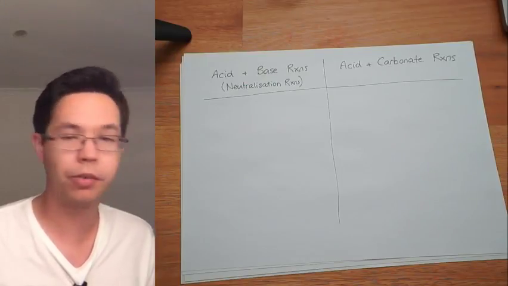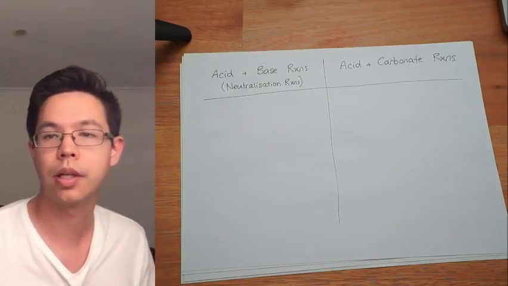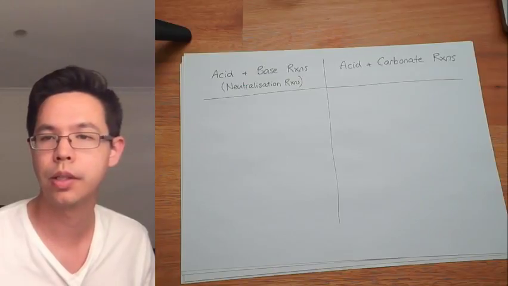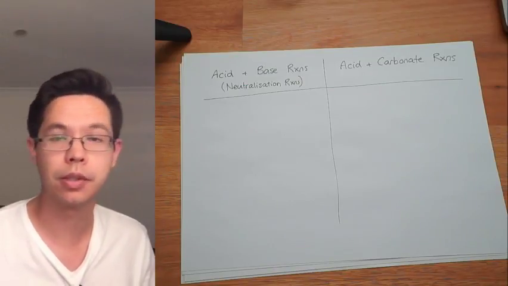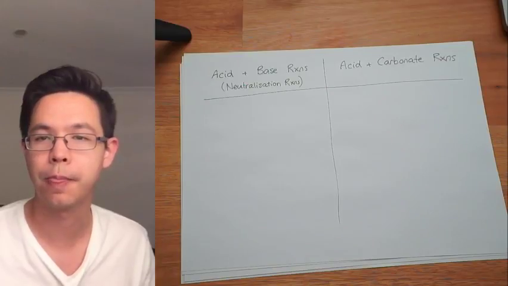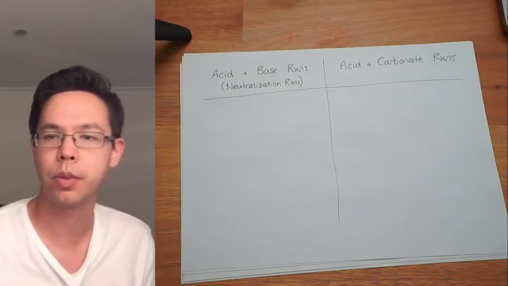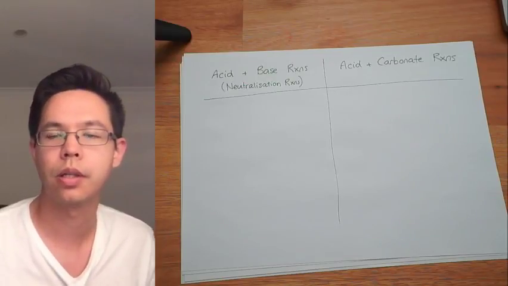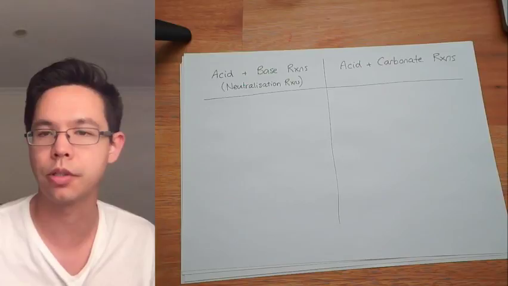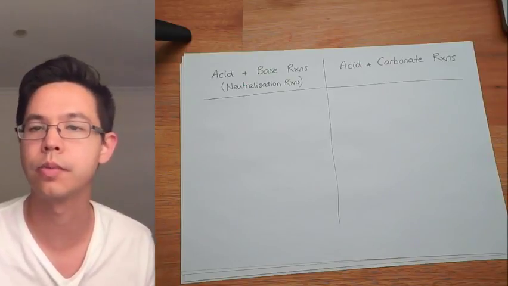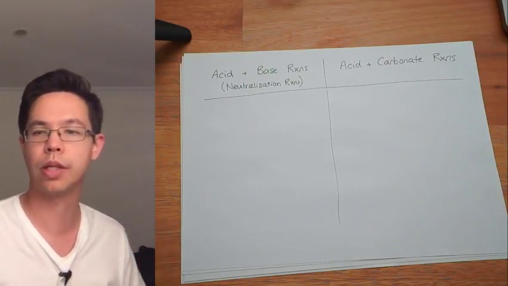So I'm going to start off with emailed questions. And the first email came from Will. Thank you for the email. It was very nice of you. He says, could you please quickly go over what the differences are between acid and base reactions and the acid and carbonate reactions are? I'm just unsure how to distinguish which is which.